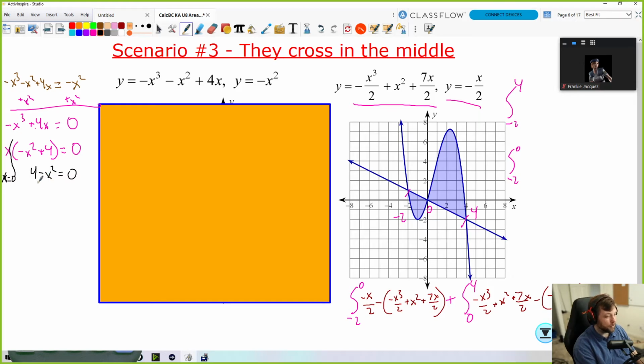We'll probably eyeball that and realize x would equal positive 2 and negative 2 would both work.